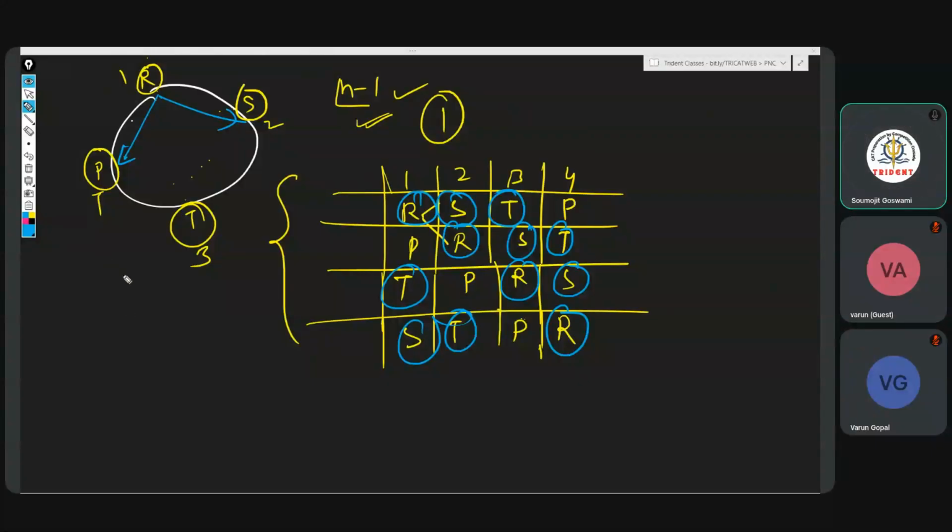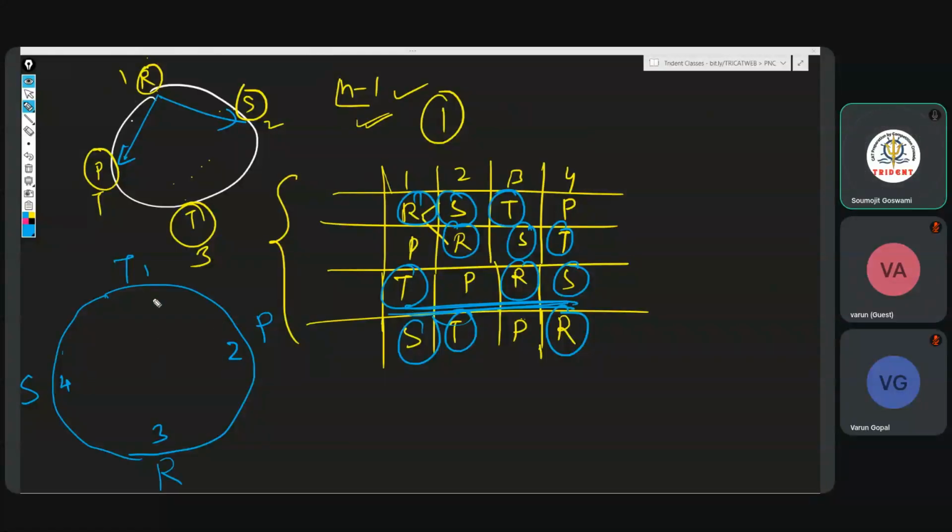But the only time it will be different is if I have something like this. Let's say T, and P and S. Okay, so 1, 2, 3, and 4, the same numbering. Do I have anything like TPRS? Yes, I have TPRS also.